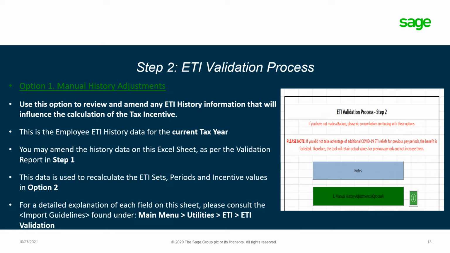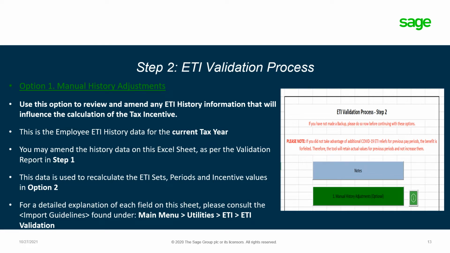Part of the ETI validation process Step 2, there is Option 1, Manual History Adjustments. Use this option to review and amend ETI history information that will influence the calculation of the ETI tax incentive. This is the employee ETI history data for the current tax year. You may amend the history data on the Excel sheet as per the validation report in Step 1. This data is used to recalculate the ETI sets, periods and incentive values in Option 2.